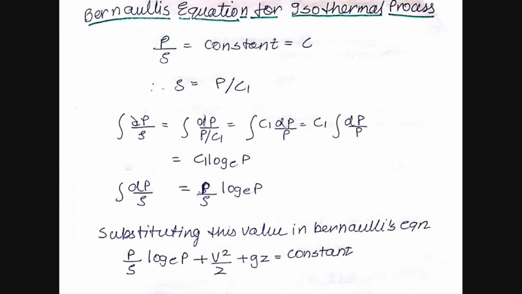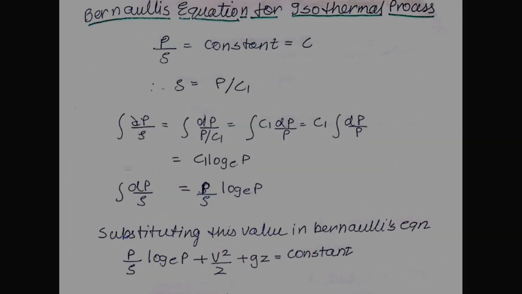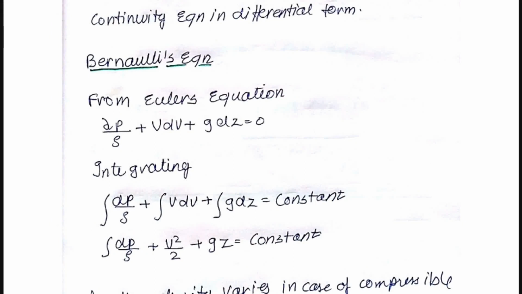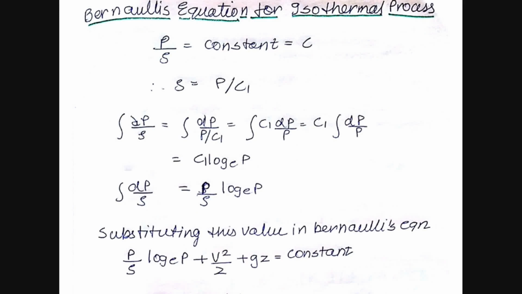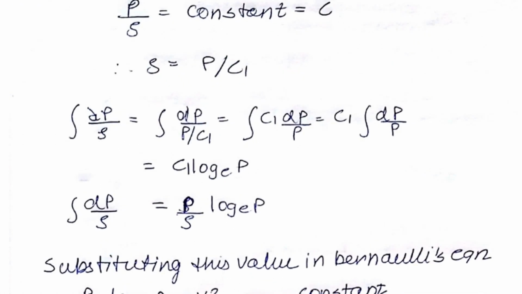Basically, in Bernoulli's equation, which is this, we will find the value of the dou p divided by rho. We know the value of rho. So dou p divided by rho will be equal to dp divided by p into c1, which we have got as the value of delta. Over here, the value of c1 will come on the top, so we'll have this particular value. We can take the value of c1 outside. So the value of dp divided by rho will be equal to this.